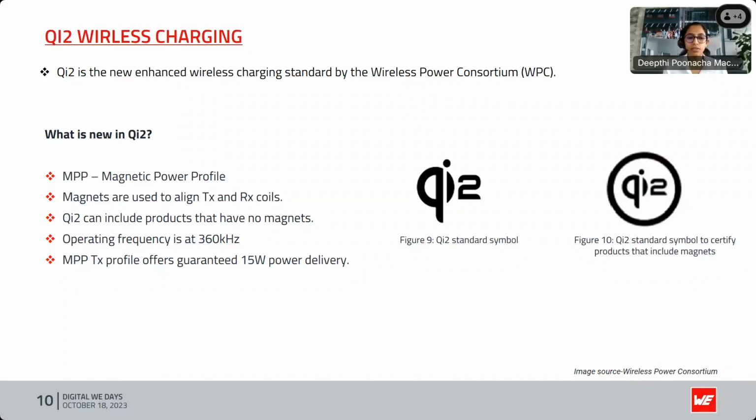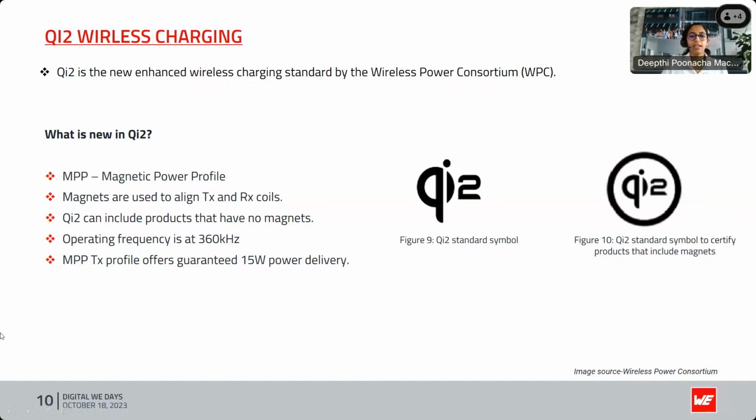And here, if you notice the difference between Qi and Qi2, Qi was defined only up to 205 kilohertz, and here the operating frequency is defined at 360 kilohertz. And the transmitter of the magnetic power profile offers a guaranteed 15 watts power delivery system.